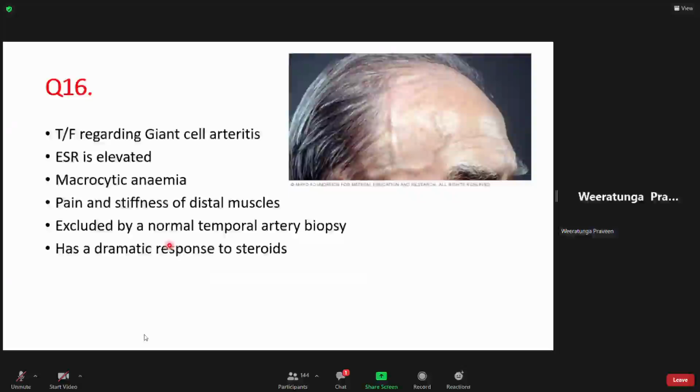Did you write down those points? So ESR more than 60, age more than 60, temporal headache, tenderness of the temporal arteries, and they are pulseless. Doppler ultrasound scan with biopsy for diagnosis, and they respond to steroids. Remember those points.